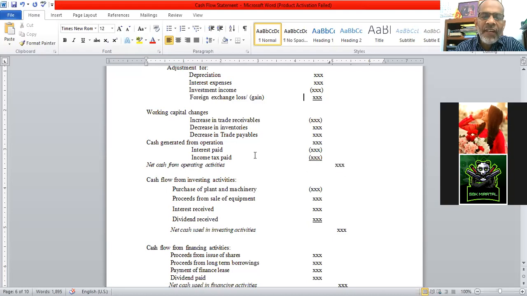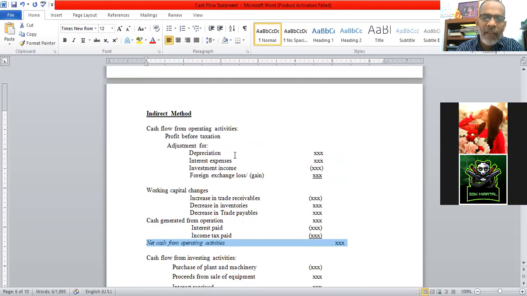Once we finish the working capital changes, we come to the cash generated from operations, like in the direct method. From that point, we deduct the interest paid and the tax paid. Therefore, we will have the net cash from operating activities. That is the way we calculate. Is it okay? You have a format? Yes? Shall I start?